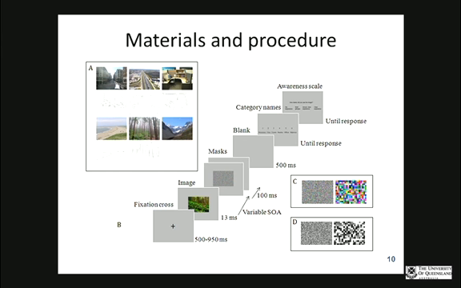Then the six category names appeared on the screen. The locations of the 6 names were randomly assigned on each trial, so before this screen, people couldn't prepare their reaction. After the participants gave the response, they were asked to report how clearly they saw the image on the PAS scale.